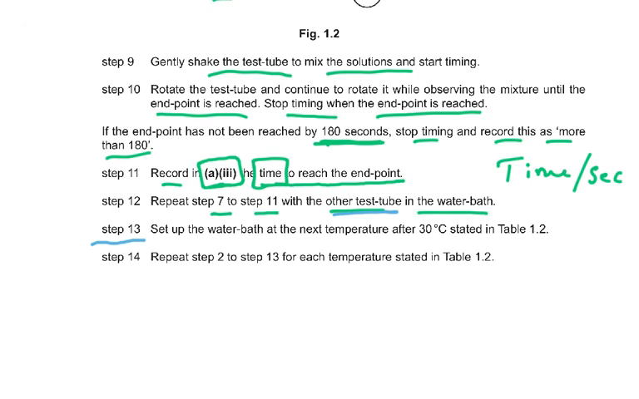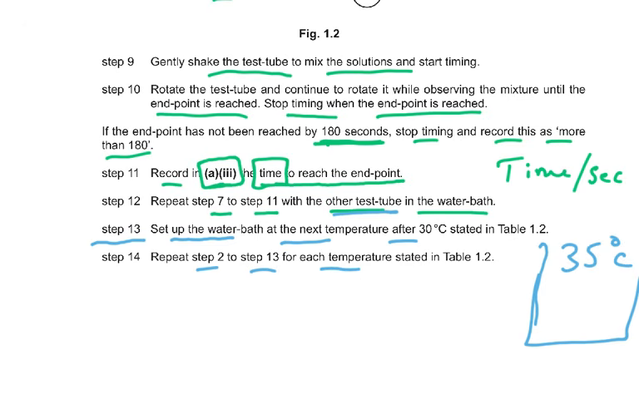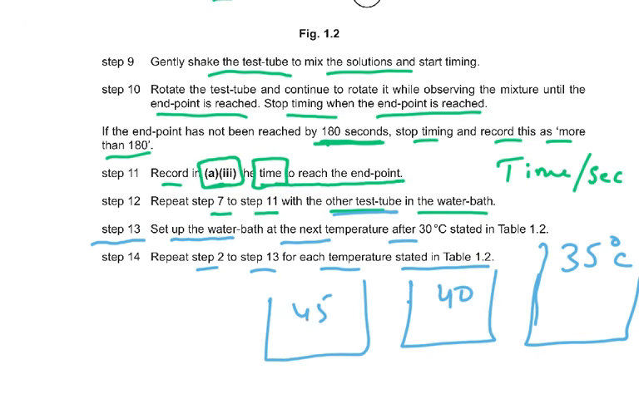Then step 13, set up the water bath at the next temperature after 30. So the next temperature was 35 degrees Celsius. Now you set up the water bath at 35 degrees Celsius. Repeat step 2 to step 13 for each temperature stated in table 1.2. So you do it for 35, then 40, then 45, and then 50 degrees Celsius. So you repeat step 2 to step 13 for each temperature stated in table 1.2.